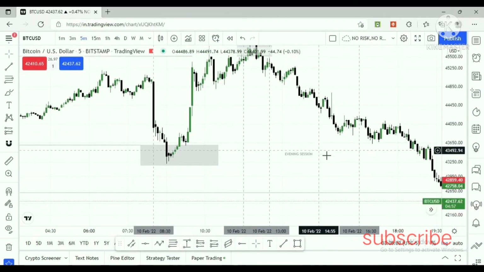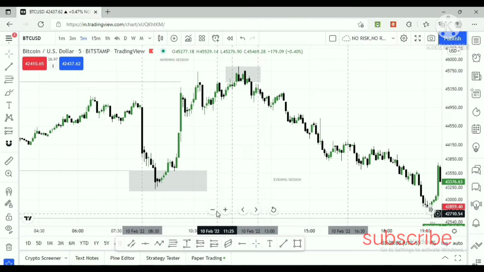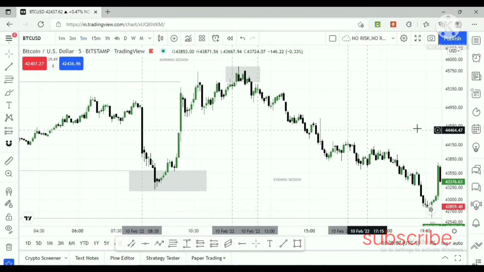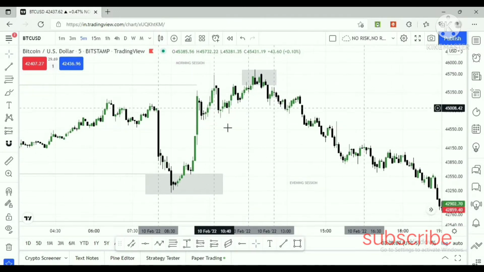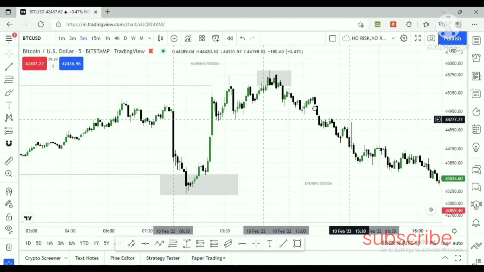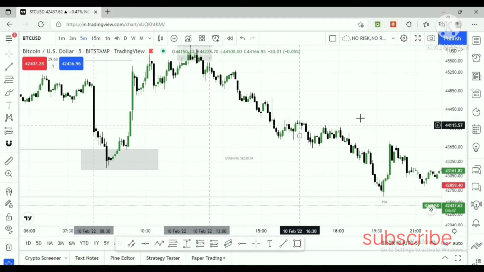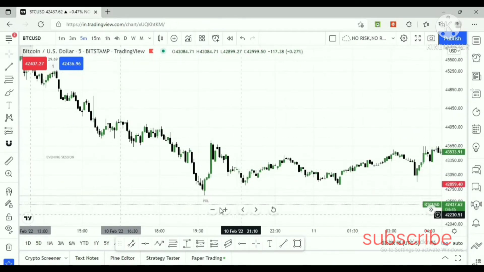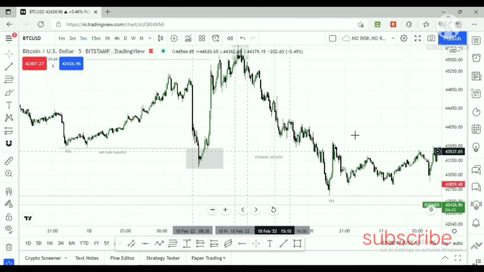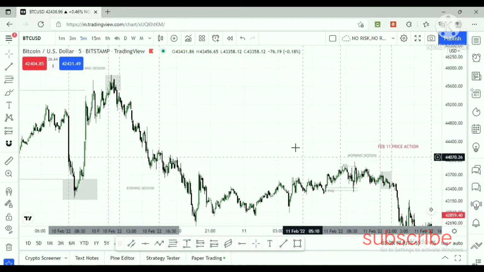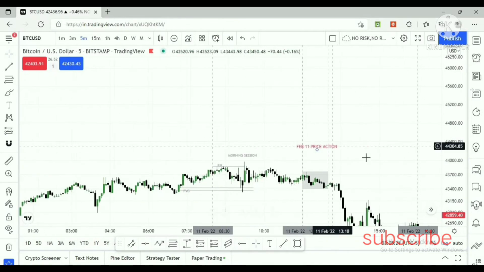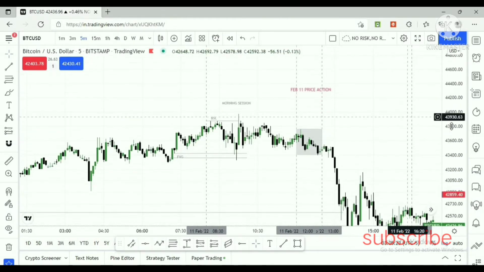See guys, how the price action and how the market makers move in the market, to the liquidity and imbalance, to imbalance. After 4:30 price is in consolidation. You can see consolidation. We'll see another. This is Feb 11 price action of BTCUSD.